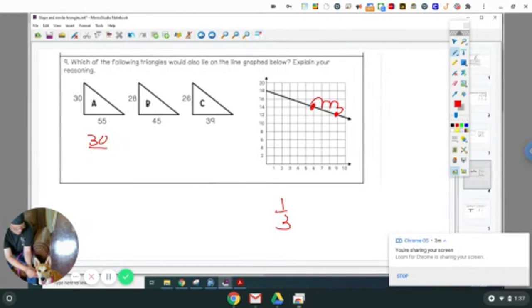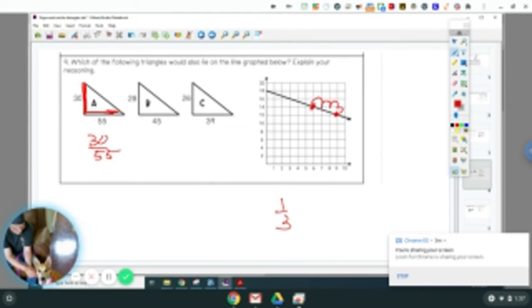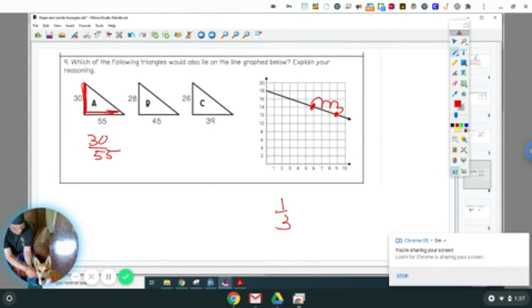So this would be 30 over 55. The reason I know 30 goes on top is because this would represent the y, which is rising, and this would represent the x, which is running. So 30 over 55, let's see if it reduces down. You can grab a calculator and divide that, and you get 0.54, which you can also change to a fraction, which is 6/11, which is not correct. So then this will be 28 over 45. You divide that, and you get 0.622, repeating.